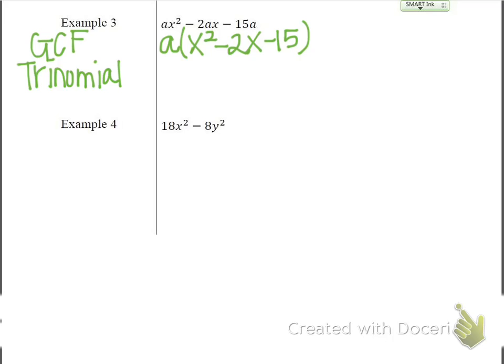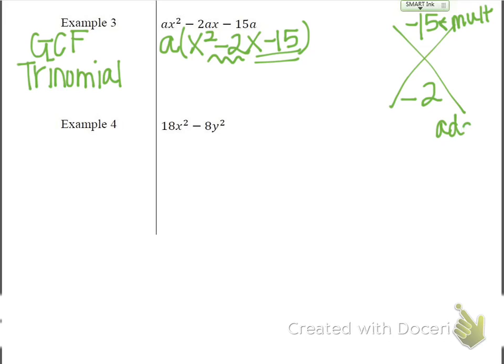We're going to use the diamond method. So, diamond method, you're going to draw an X off to the side. The very last number goes in top, so it's going to be negative 15 on top. And the middle term, or the middle coefficient, goes on bottom, so we're going to have negative 2 on bottom. Now we are looking for the 2 numbers that multiply to negative 15 and add up to negative 2. What 2 numbers multiply to negative 15 and add up to negative 2?